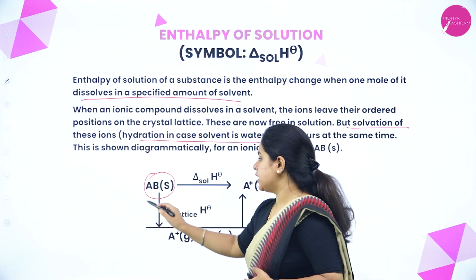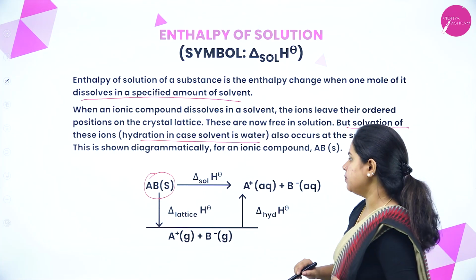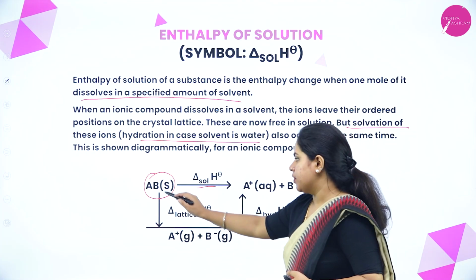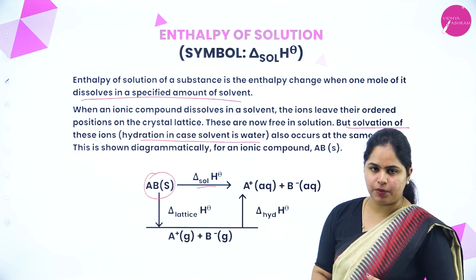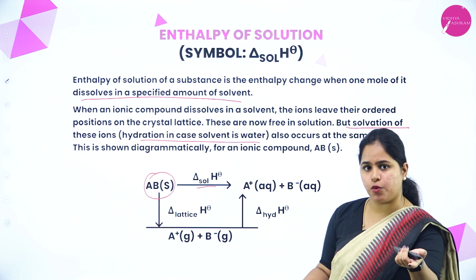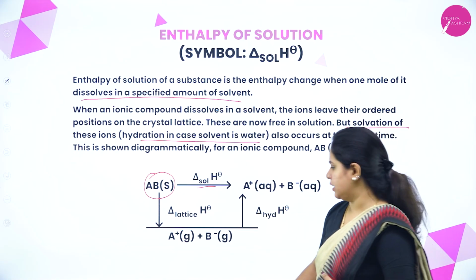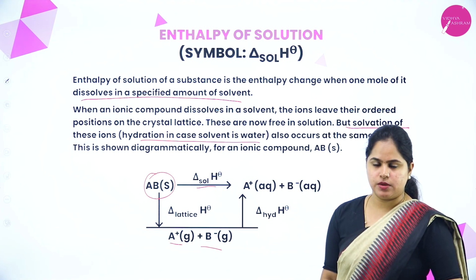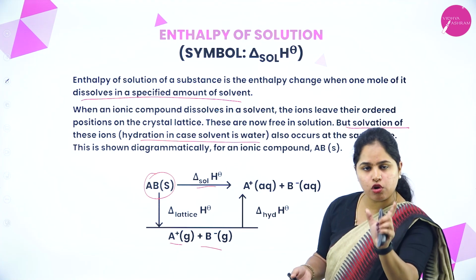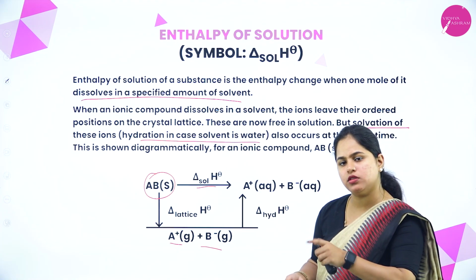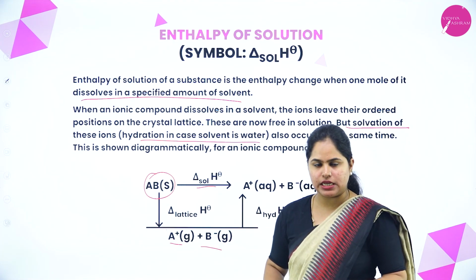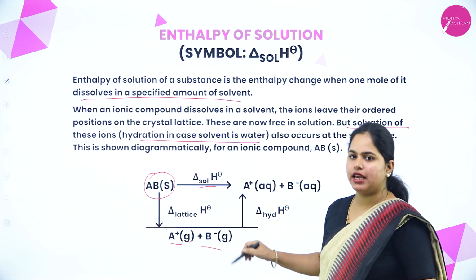Now, as you can see here, this is the ionic compound we have taken. If you have to calculate the enthalpy of solution, first what happens is the lattice enthalpy associated with it. That means AB gets converted into its constituent ions, that is A plus and B minus. The enthalpy required to convert 1 mole of an ionic compound to its constituent ions is called lattice enthalpy, right? So we can calculate lattice enthalpy. Now these are in the gaseous state.